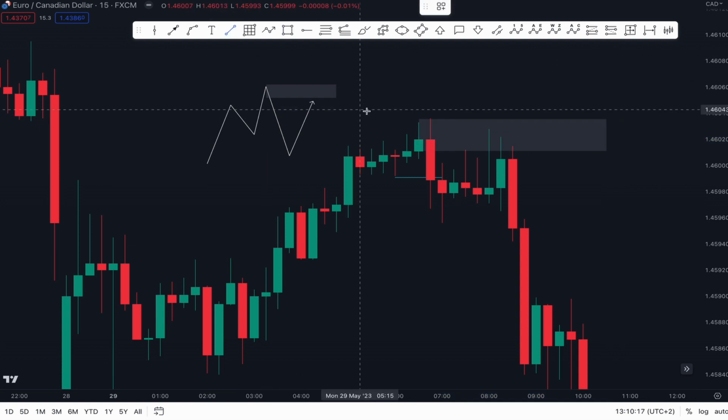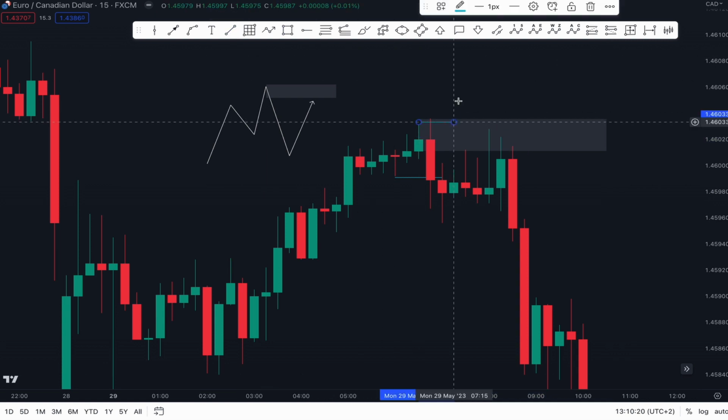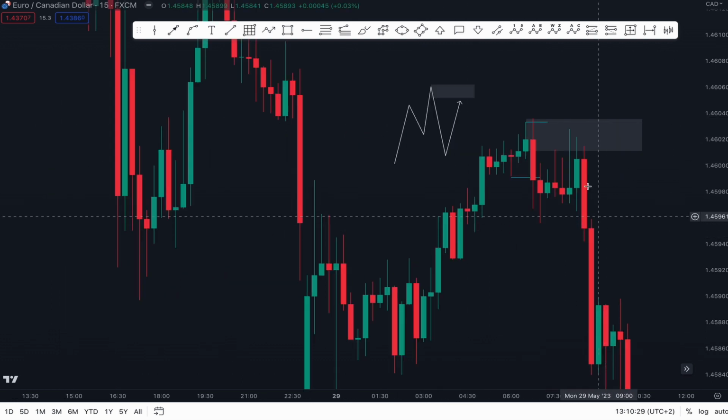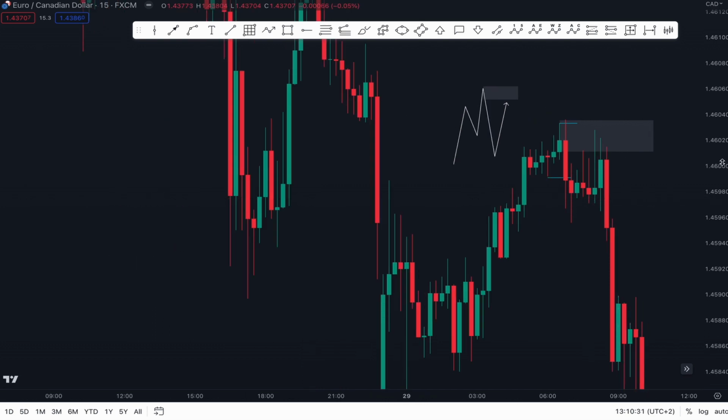Another valid reason to enter this, we can see that the bearish candlestick here traded above the previous bullish candlestick. So this one will give you a valid reason to enter the market to the downside. So you can see that you can still enter the market when the market is still trending.